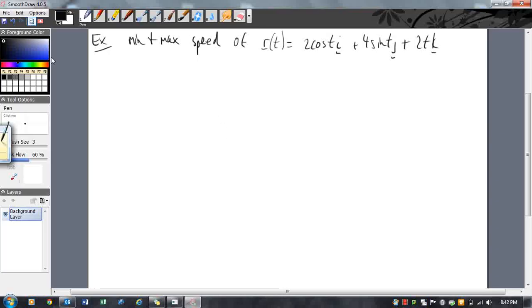Firstly, we want to find speed, so we need the velocity. So our velocity r dot t is equal to, let's take the derivative. Derivative of cos is negative sine, so it's going to be negative 2 sine t i plus derivative of 4 sine. Sine goes to cos, and so what we're going to get plus 4 cos t j plus derivative of 2t is 2. So that's k, plus 2k. There we go.